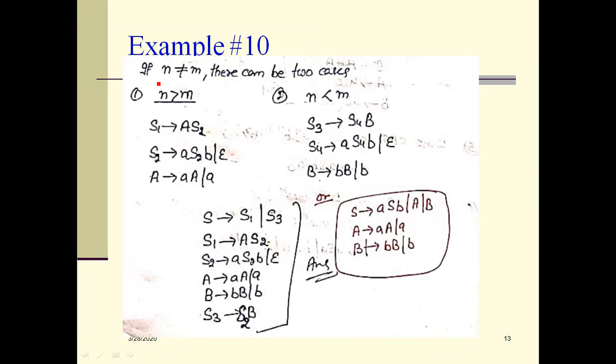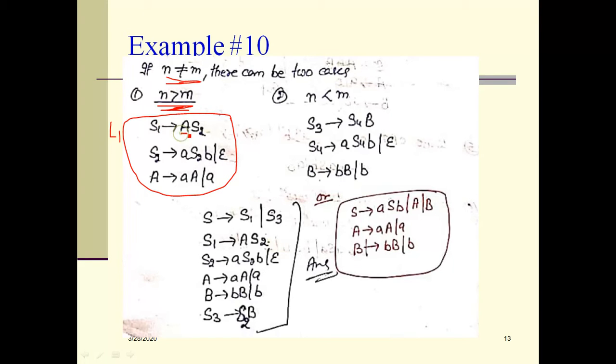Now consider this. We said that if n is not equal to m, then it is either n greater than m, meaning the number of a is greater than the number of b. Now consider that this part, the number of a, is always greater than m. S1 is the start symbol for this language L1. Let's suppose this is your language L1. Whenever you derive a string using the grammar, we always start from the start symbol. So the start symbol for this is S1.